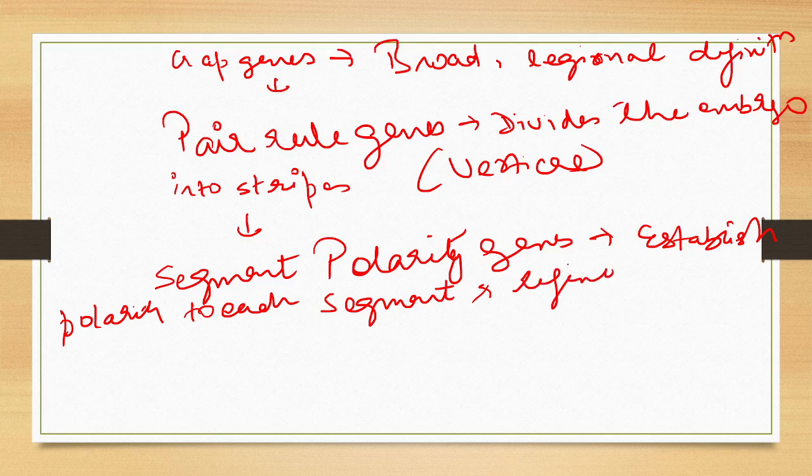This is a very important slide, I would say. First, gap genes made some broad divisions. After broad divisions, pair rule genes made even more refined divisions. Now the divisions are completed. Once the divisions are completed, the segment polarity genes, along with the pair rule genes, will help in the expression of homeotic genes.